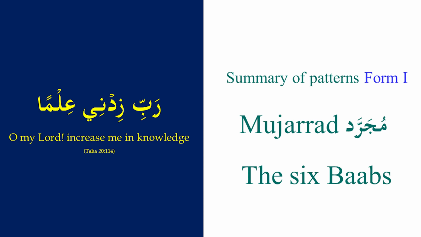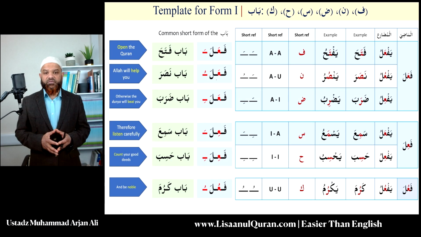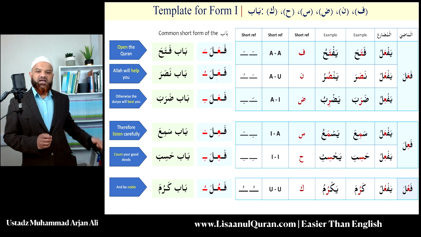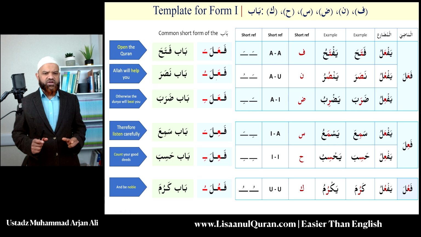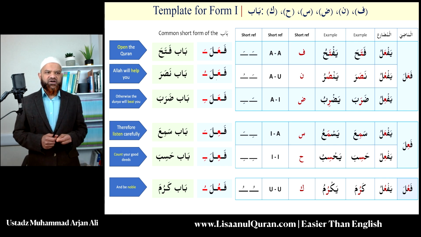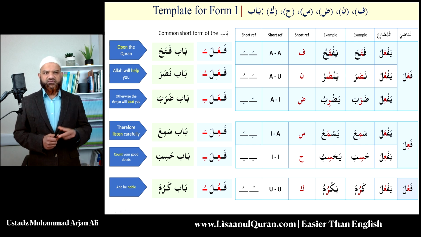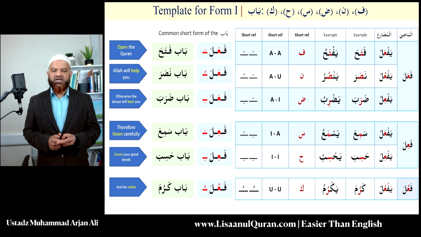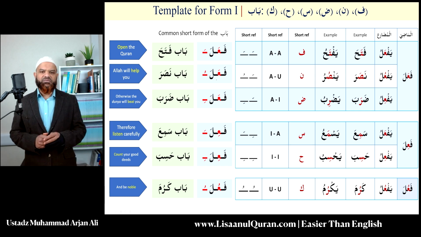Summary of the Mujarrad, the 6 babs. Finally, we have the 6 patterns of the Mujarrad. Again, just to remind you, Fataha, Yaftahu, Nasara, Yansuru, Daraba, Yadribu, Sami'a, Yasma'u. Hasiba, very rare. Karuma, very rare. And how they're mentioned, I'm going to use Fa for Fataha pattern, Noon for Nasara, Dad for Daraba, and Sin for Sami'a, and Ha for Hasiba and Karuma. They're very rare. So this is the naming I'm going to use.